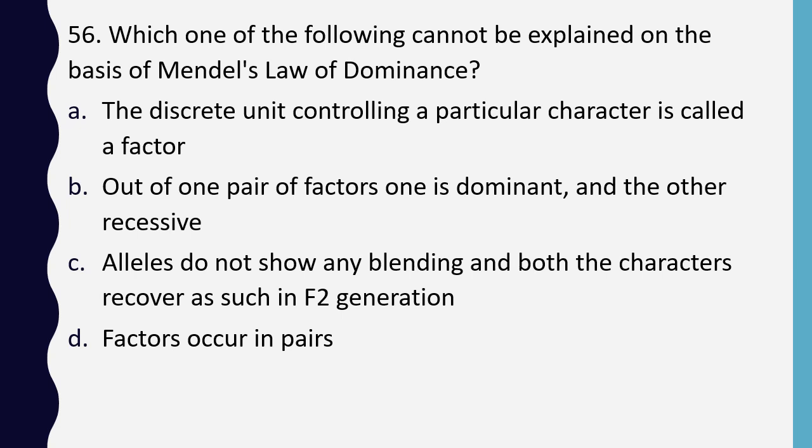Question number 56. Which one of the following cannot be explained on the basis of Mendel's law of dominance? The discrete unit controlling a particular character is called a factor. Out of one pair of factors, one is dominant and the other is recessive. Alleles do not show any blending and both the characters are recovered as such in F2 generation. Factors occur in pairs. Correct answer is option C, that is, alleles do not show any blending and both the characters are recovered again in F2 generation. This cannot be explained based on Mendel's law of dominance.